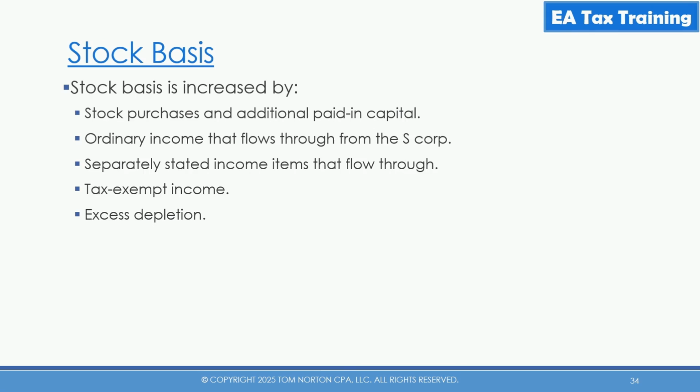Stock basis is increased by the following: stock purchases and additional paid-in capital. That makes sense. Ordinary income that flows through from the S corporation increases basis. Separately stated income that flows through increases basis. Tax exempt income, obviously it's not showing up as flow through income per se, but it is still income. It will still be reported on the K-1, and it does increase basis. And then excess depletion increases basis. Of course, there are more particulars about that, but for the exam, just remember that excess depletion increases stock basis.